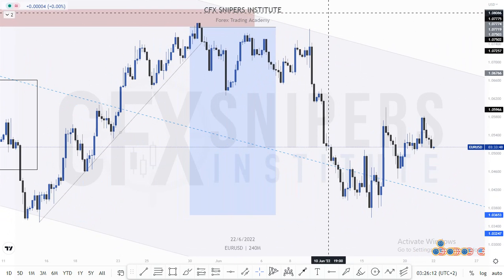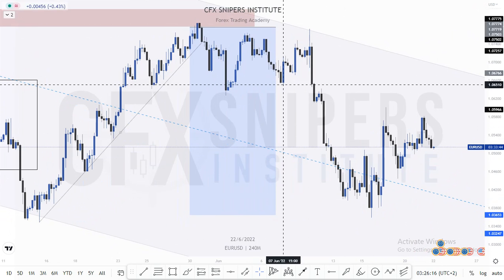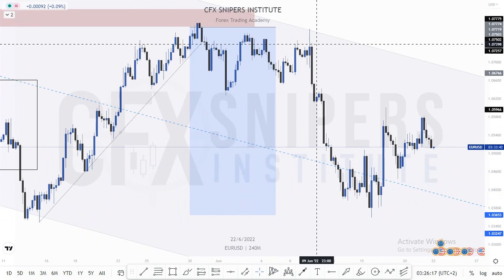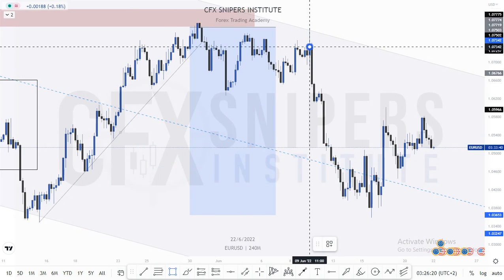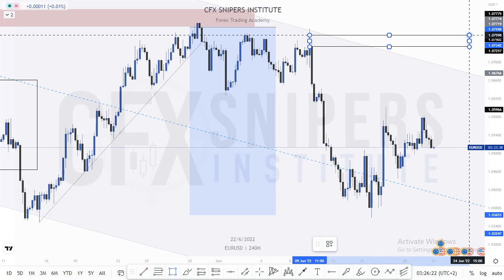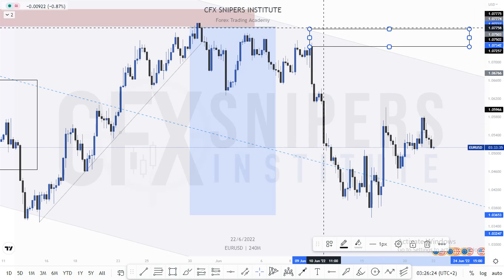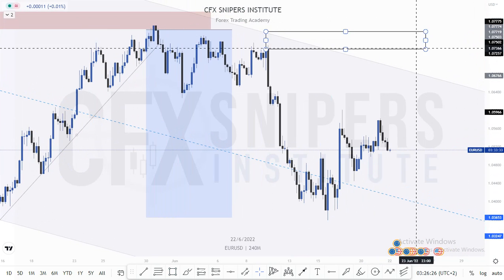So right here we have another supply zone. We are waiting to sell wherever price reaches that zone.